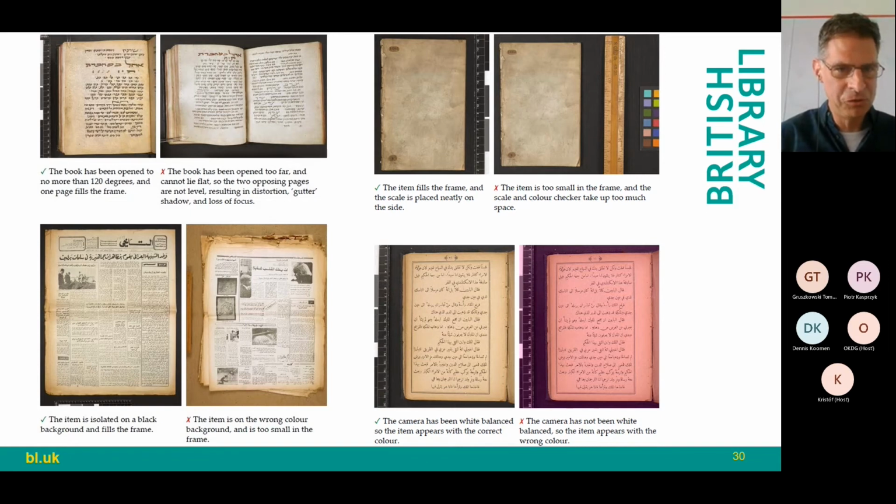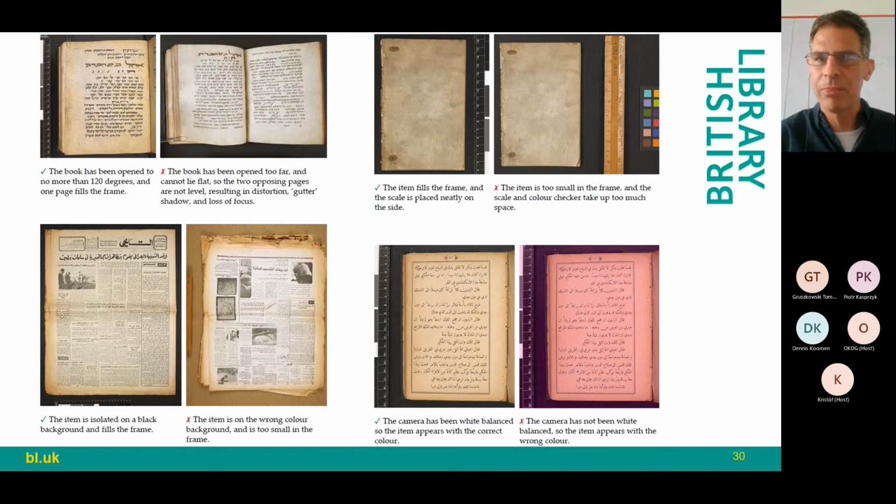Below that, you can see a newspaper, and here we're showing that our preference is for a black background. It makes it easier to see where the object itself ends and the background begins, and also it should be arranged so that it's in line with the edges of the shot.